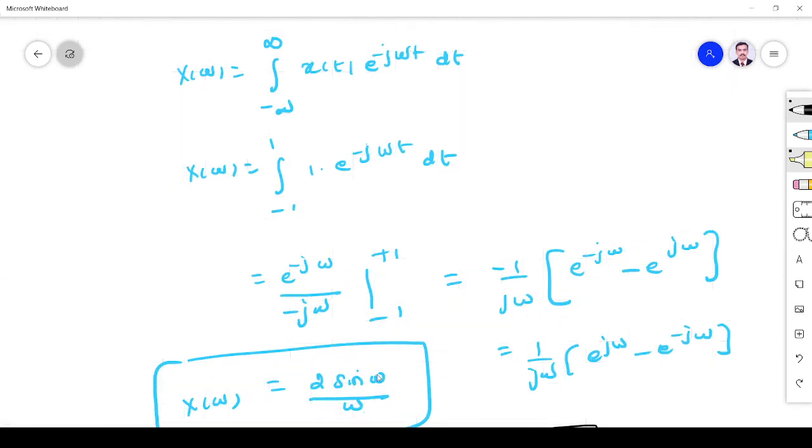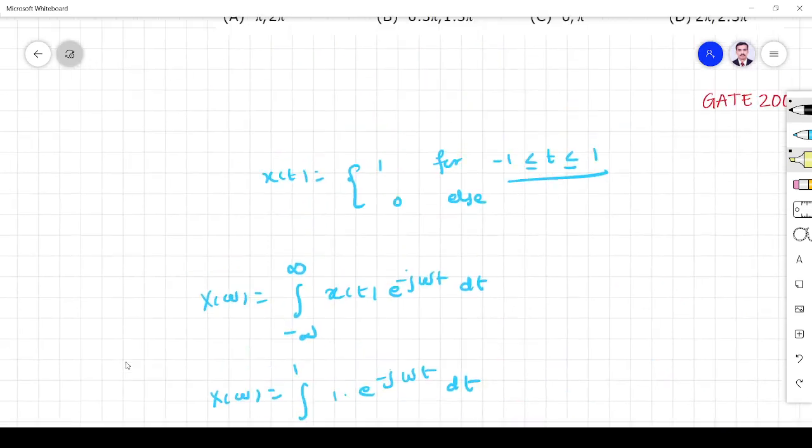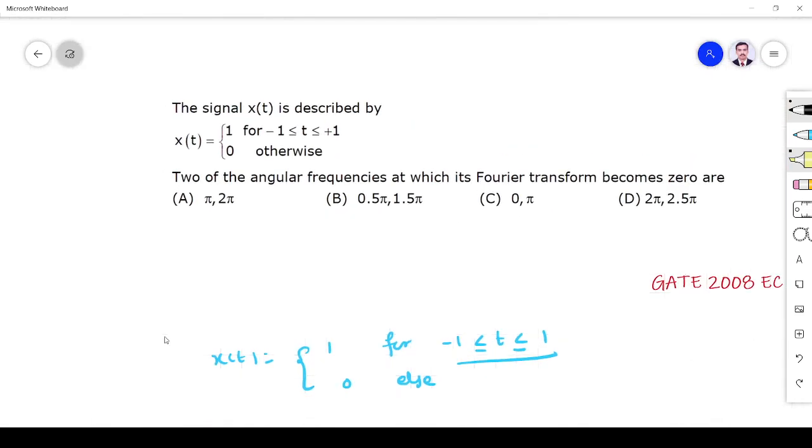For 0, numerator will be 0, at the same time denominator will also be 0. That is not the answer. So the answer is pi and 2 pi.